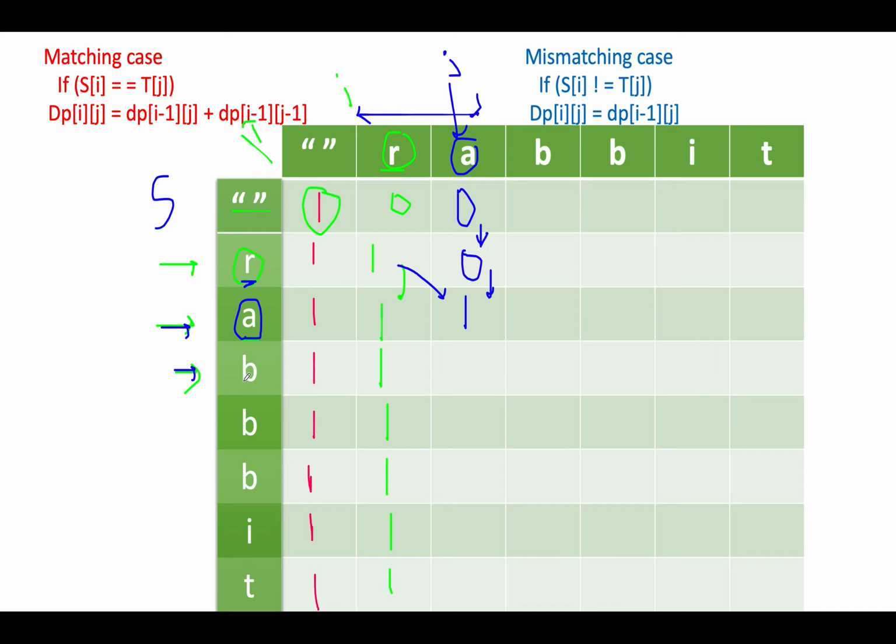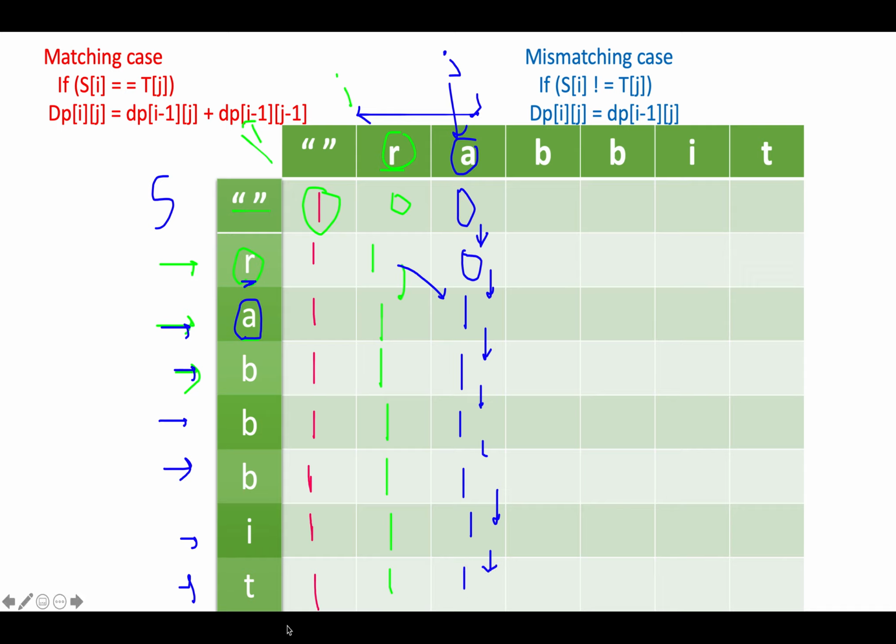Let's progress ahead. Next we have B. B is not equal to A. So it's a mismatching case. This value gets copied down. Let's progress ahead. B is not equal to A. The upper value gets copied down. B is not equal to A. The upper value gets copied down. I is not equal to A. Upper value gets copied down. T is not equal to A. Upper value gets copied down.